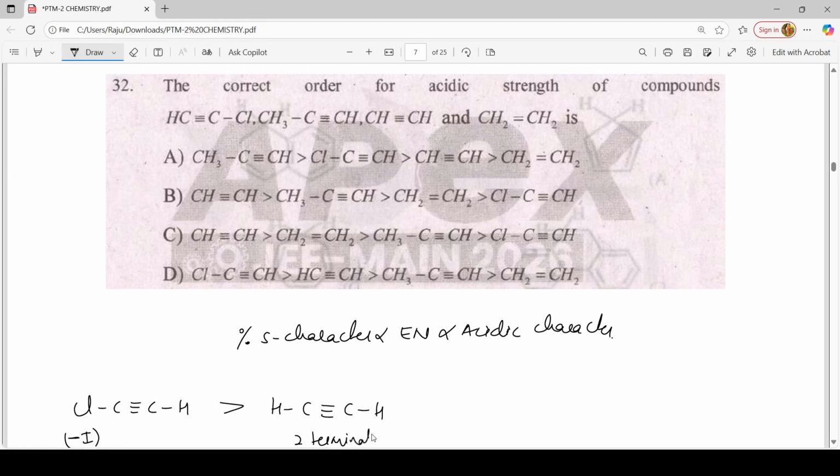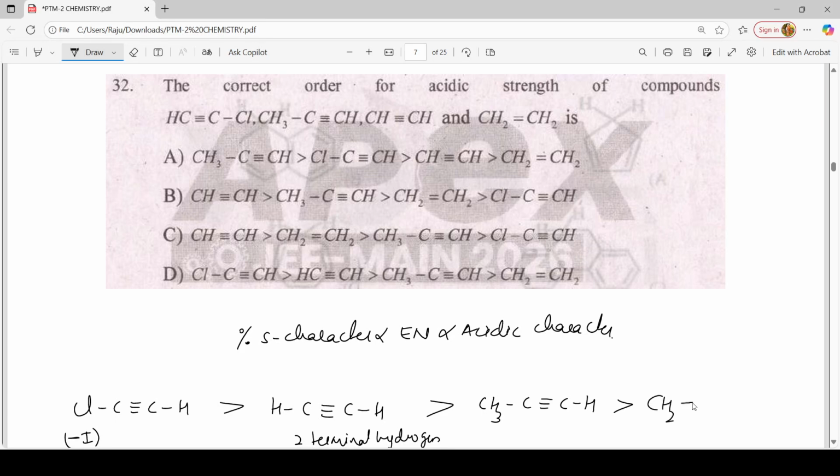So two terminal hydrogens are attached to the electronegative triple bonded carbon, so this is more acidic than propyne. In the case of acetylene, two hydrogens are attached to the triple bonded carbon, but in the case of propyne, only one hydrogen is attached to the triple bonded carbon. So that's why propyne is less acidic when compared to acetylene.